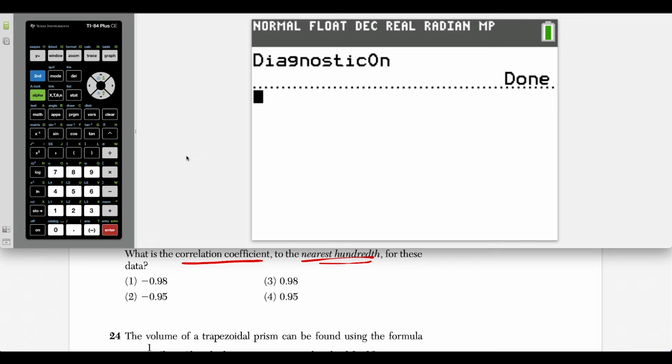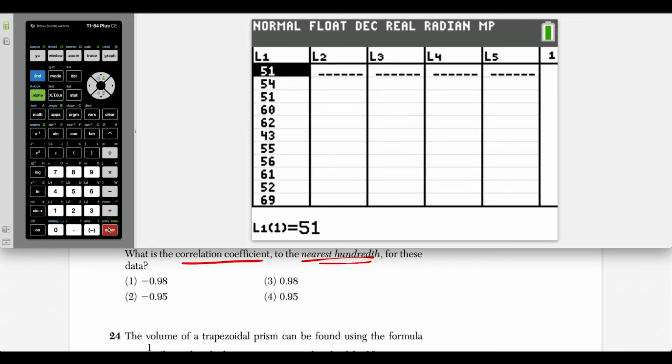And now let's type in the data. So we're going to press statistics here and we're going to edit and go to this table. I'm just going to clear this out, so I'm going to clear and press enter, and notice my table is empty. Now I need to enter in list 1 and list 2.